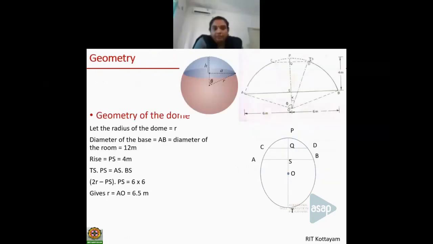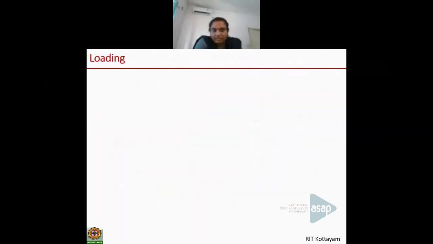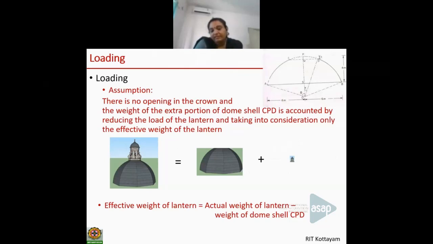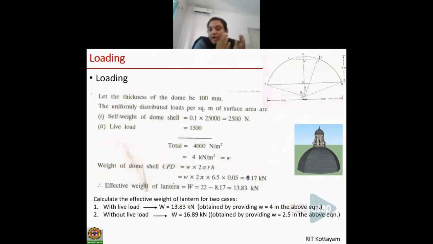Okay, fine. I think the geometry is clear now, right? And the concept of effective weight of lantern. We have to find out the effective weight of lantern as the actual weight of lantern minus the weight of the dome shell CPD. Now, when we do the analysis, we have to find out the Meridianal stress, and also the hoop stress, right? So here you have to consider two cases. One is with live load case, and the second one is without live load case.